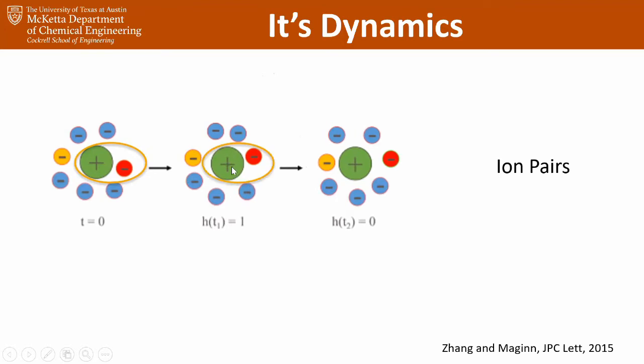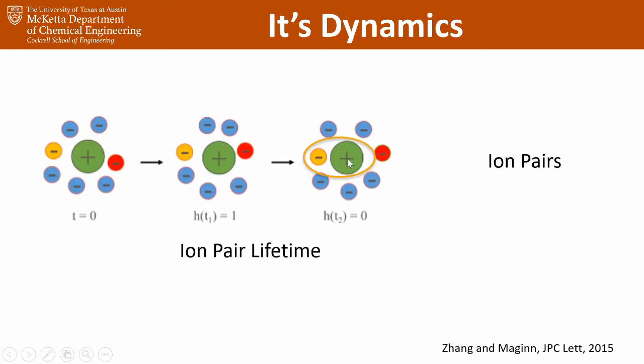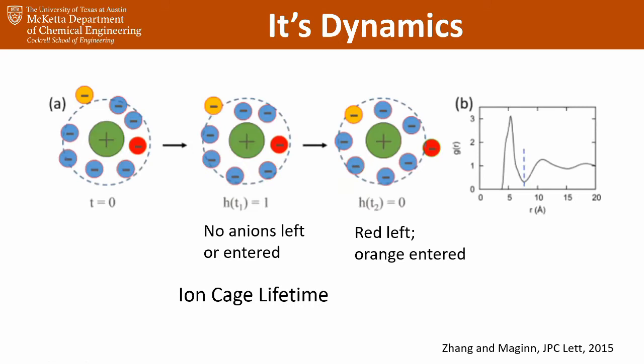And, okay, so that one is still the pair. So that pair is still intact. But as time goes on, that anion will move out and another one will move in and be the closest anion. And so you can define something like an ion pair lifetime based on these kinds of simulations.